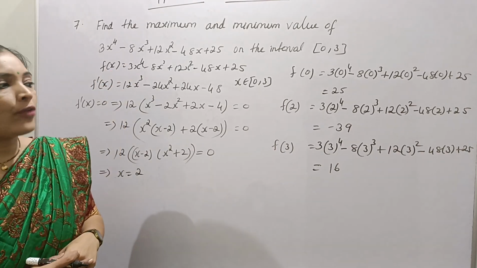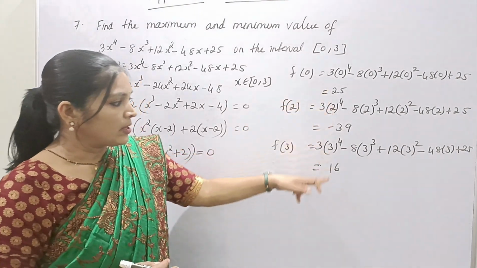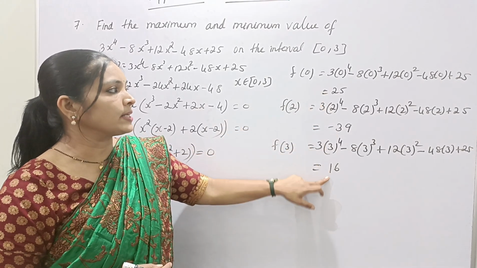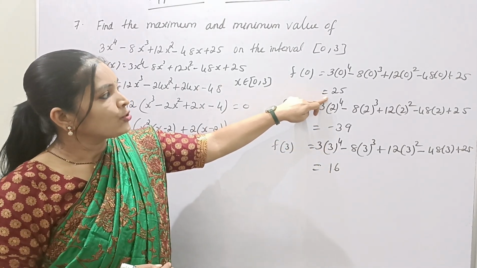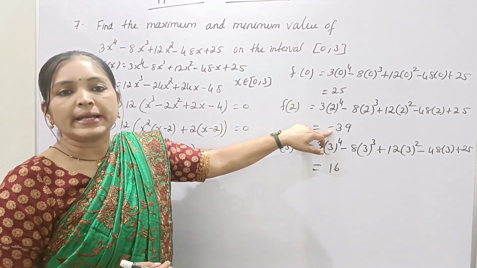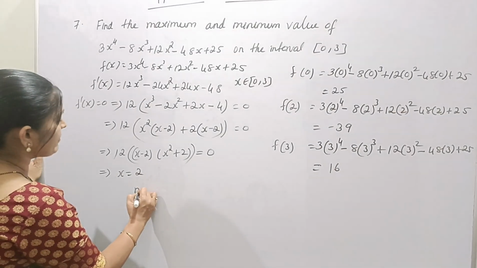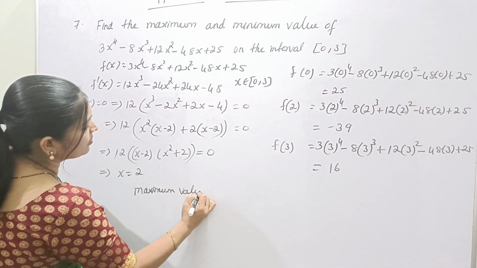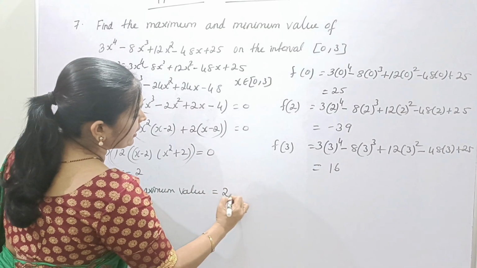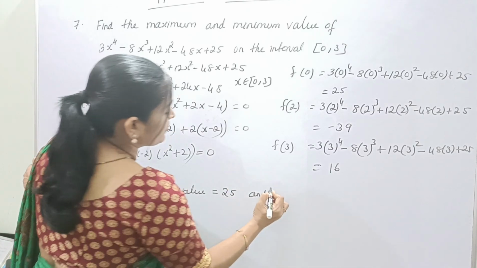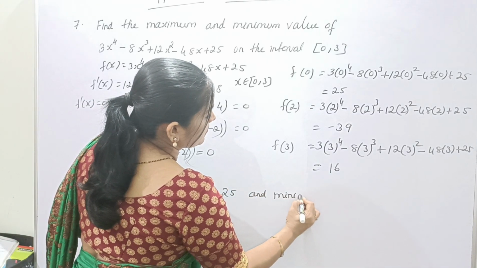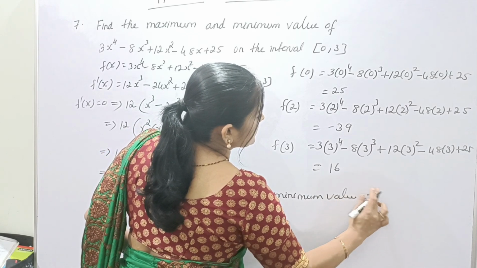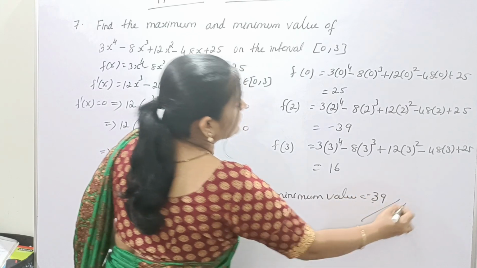So the maximum value of this function is nothing but, see, what is the maximum value among these values? 25, minus 39, 16. Maximum is 25 and minimum is minus 39. Okay. So maximum value is equal to 25 and minimum value is equal to minus 39. Okay.